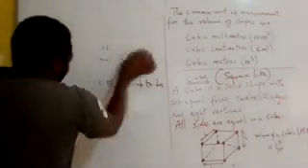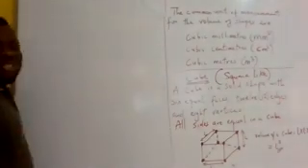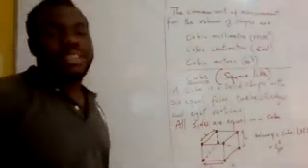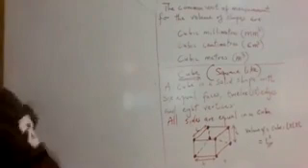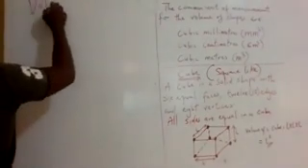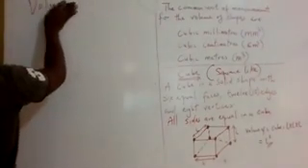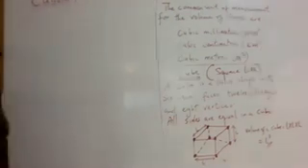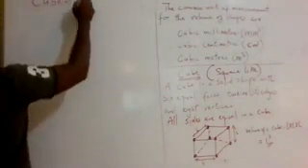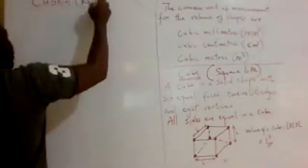The formula for volume of a cube is L times L times L. Length times length times length. So now, volume of a cuboid. We're looking at a cuboid now. In terms of a cuboid, a cuboid is rectangular, like a rectangular prism.